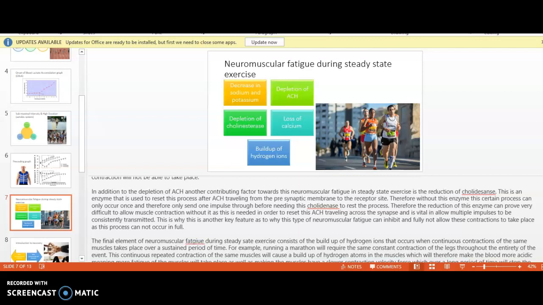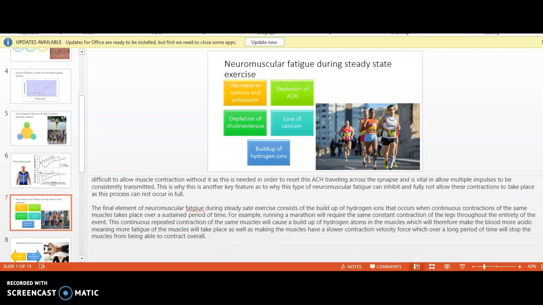Therefore, the reduction of this enzyme can prove very difficult to allow muscle contraction, as it is needed to reset the ACH travelling across the synapse and is vital in order to allow multiple impulses to be consistently transmitted. This is why this is another key feature as to why this type of neuromuscular fatigue can inhibit and fully not allow these contractions to take place, as this process cannot occur in full.